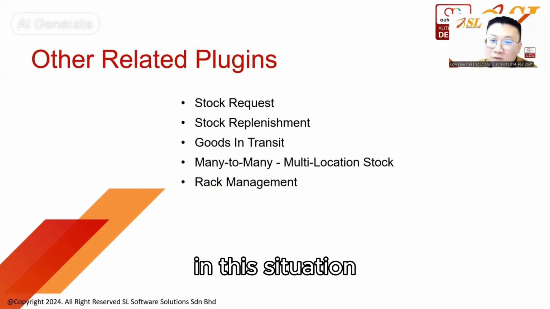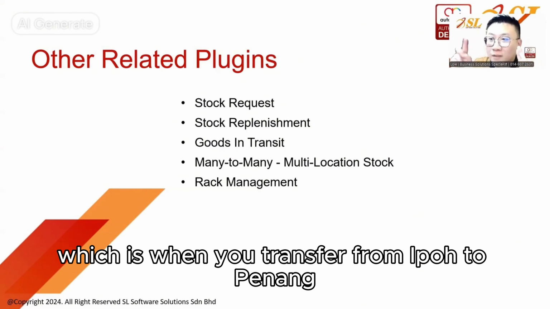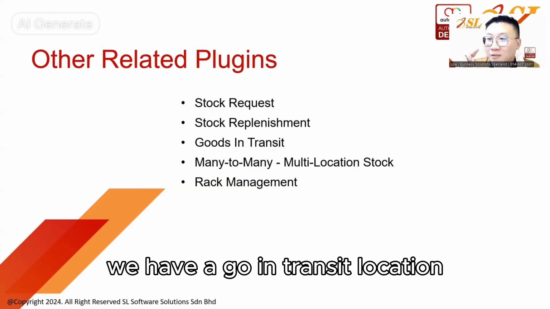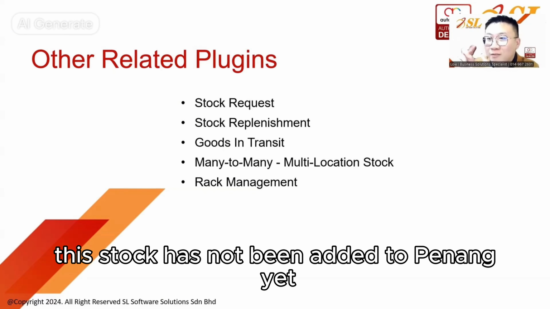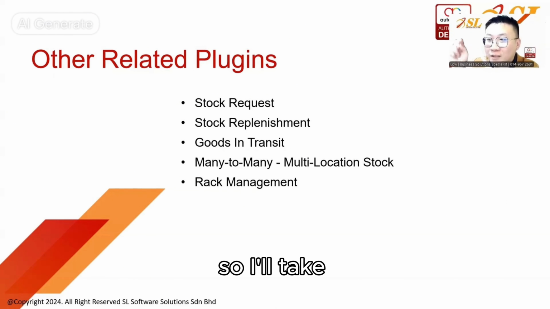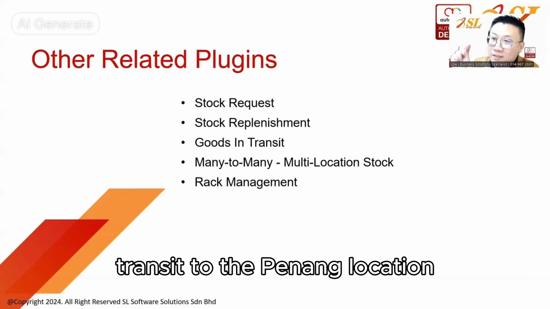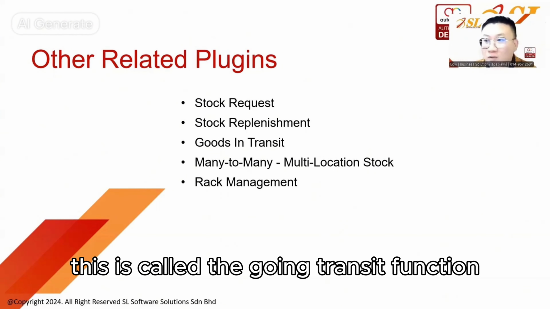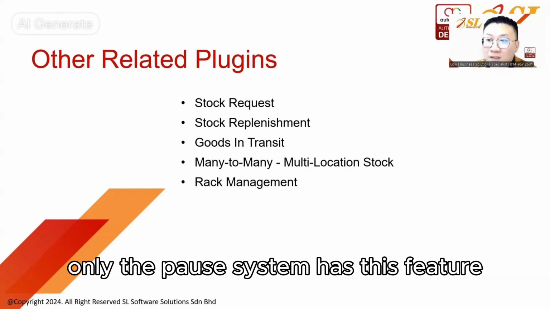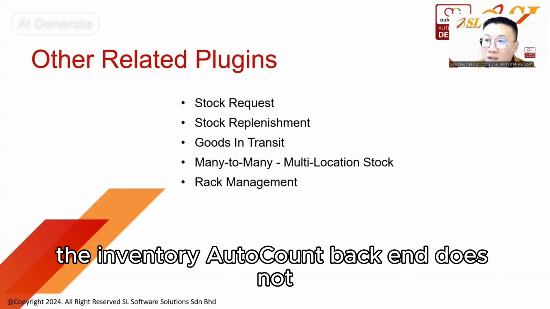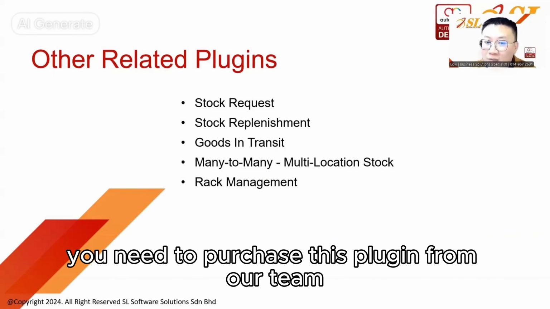In this situation, we have a function called go in transit, which is when you transfer from Ipoh to Penang, we have a go in transit JIT location. So until this stock has not been added to Penang yet. Once Penang checks and confirms there are no issues, they will transfer the goods from go in transit to the Penang location. This is called the go in transit function. Currently, only the POS system has this feature. The inventory AutoCount backend does not. So if you want the AutoCount backend, you need to purchase this plugin from our team.